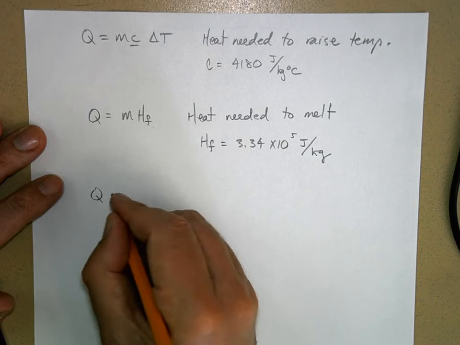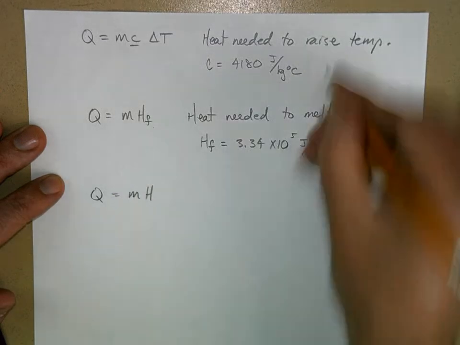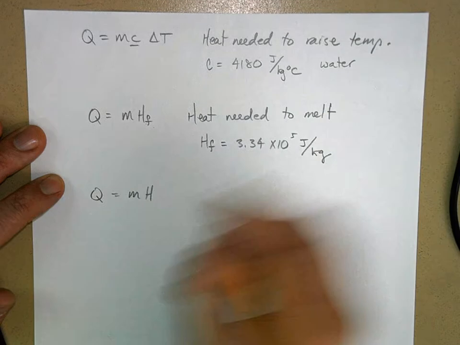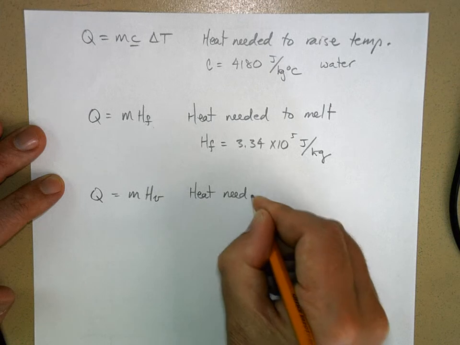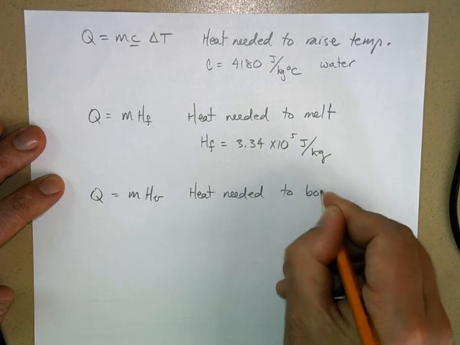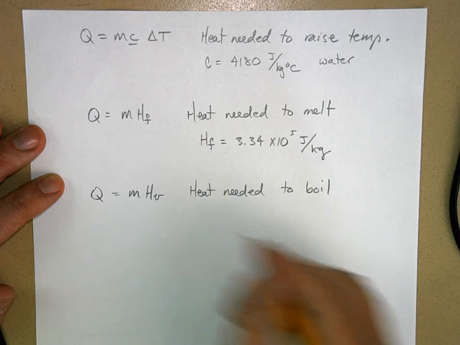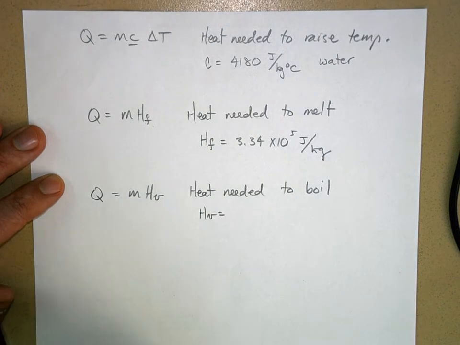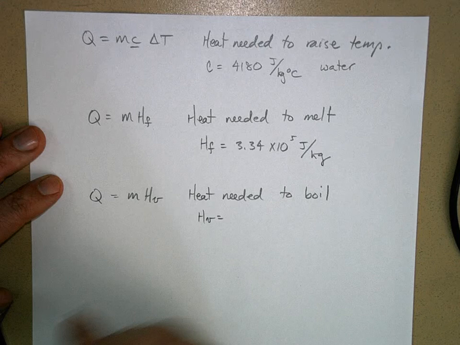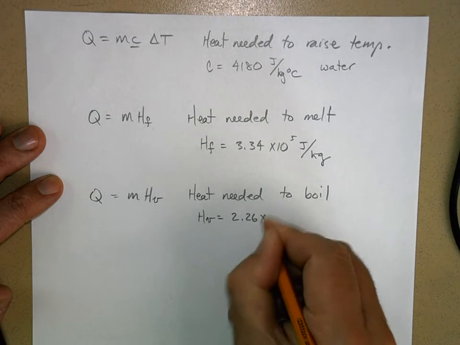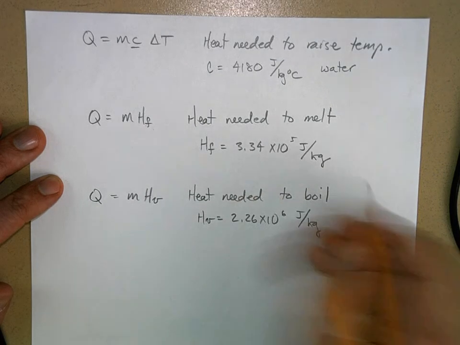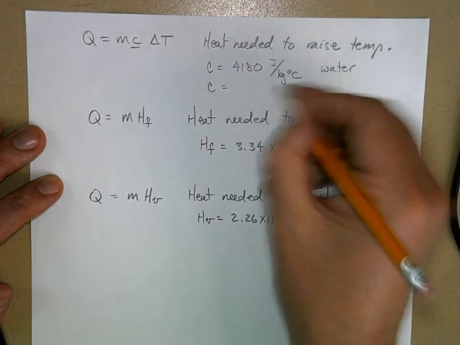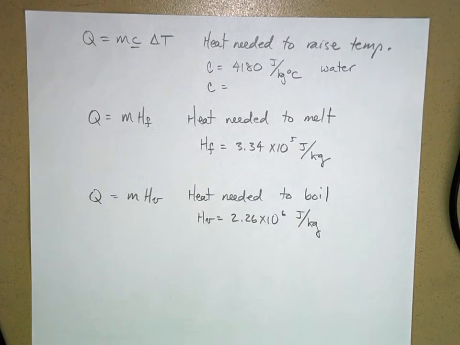Q equals m H sub V, now this is for water, heat needed to boil or to turn a liquid into a gas. So the heat of vaporization here is 2.26 times 10 to the 6 joules per kilogram. Oh, one other thing, the specific heat of the water, of ice. What did we say it was? 2060, that's right.